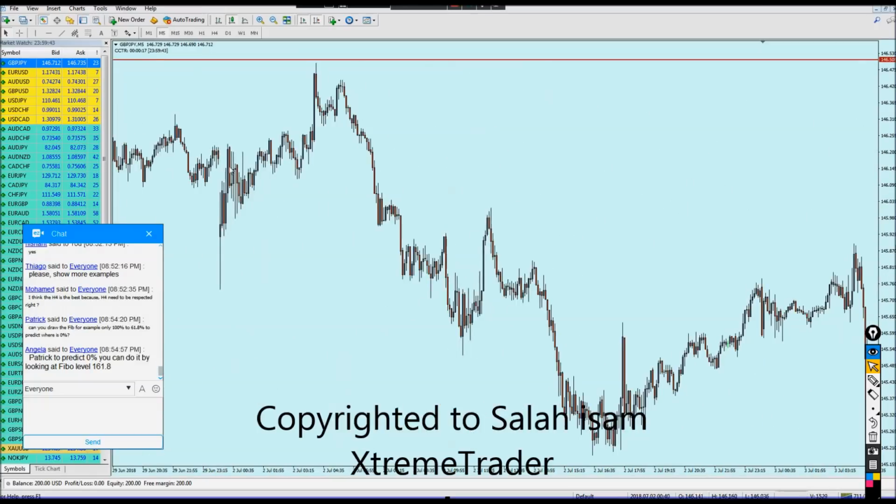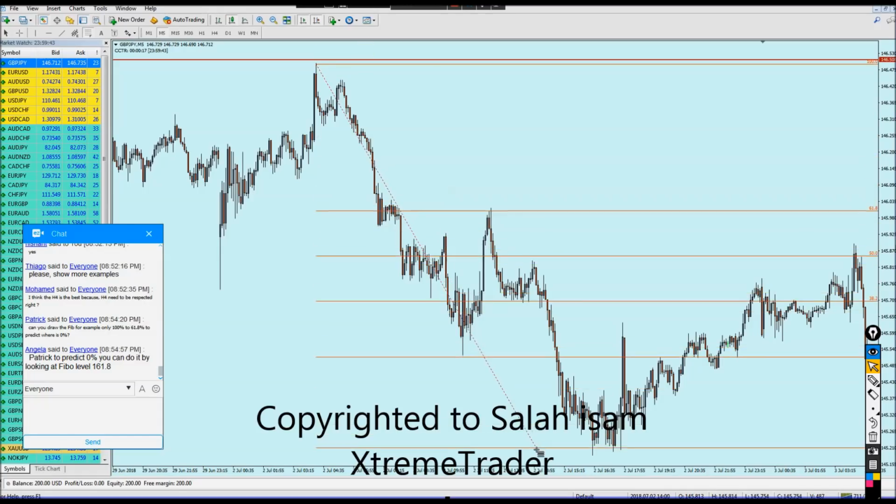Okay, let's check it here. So I will draw my Fibonacci from this high, sorry, to this low. And we can see Fibonacci 61.8 has been respected perfectly.